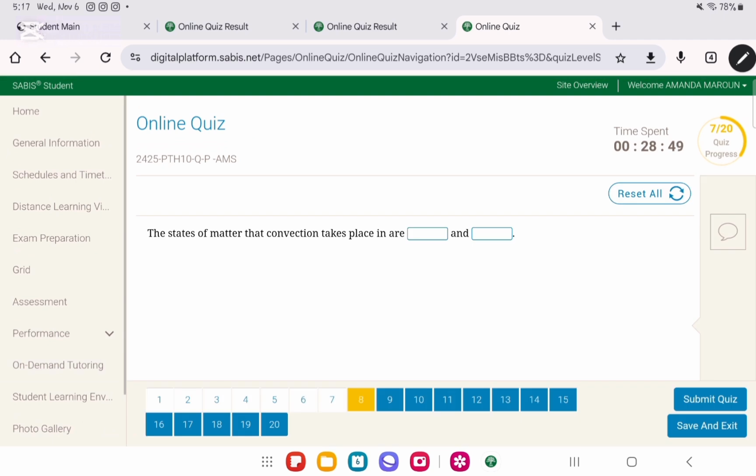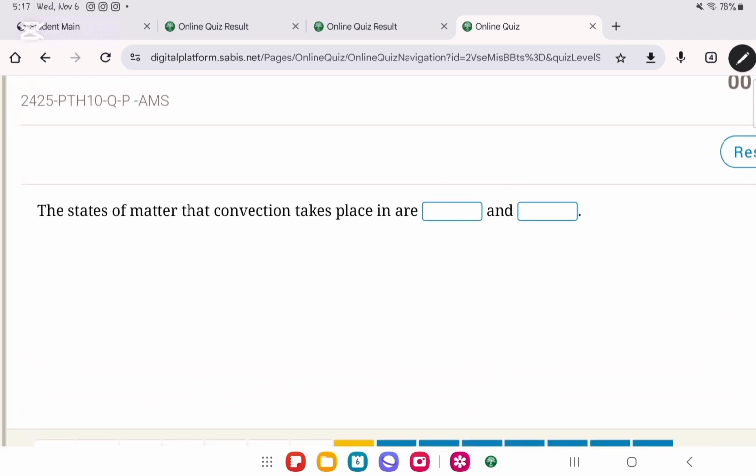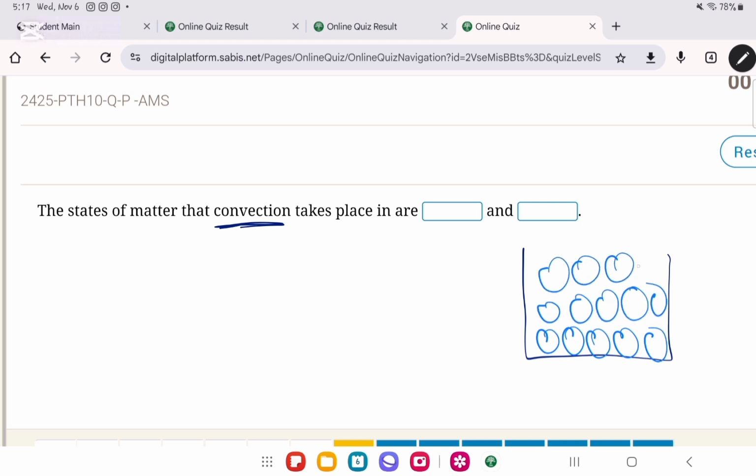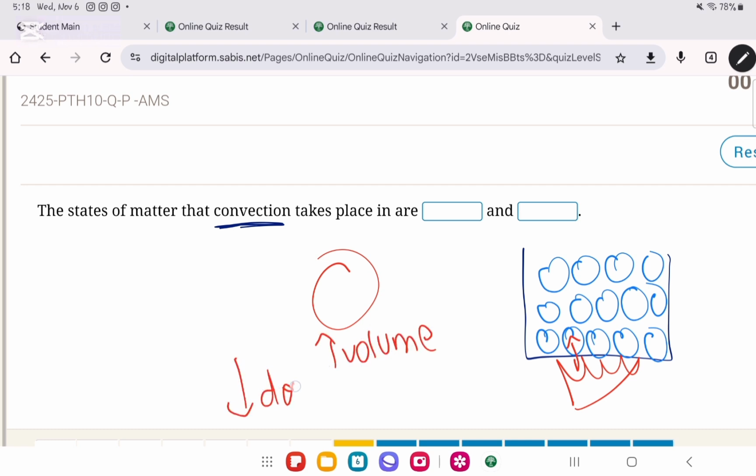We proceed to question number 8. States of matter that convection takes place. Let me repeat the convection process. We have over here a liquid, or let's say a fluid, and it has these particles. Okay, we're gonna heat these particles, and here this is a case of conduction. By conduction, these particles at the bottom are going to get heated, and when they become heated, they will grow in size, they will have a bigger volume, so then they will have a less density, okay? And of course, the ones with the less density are gonna flow upwards.